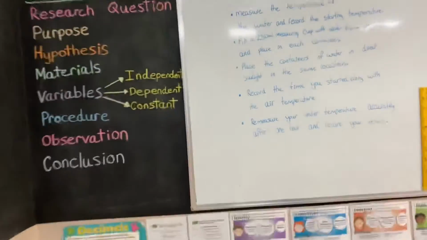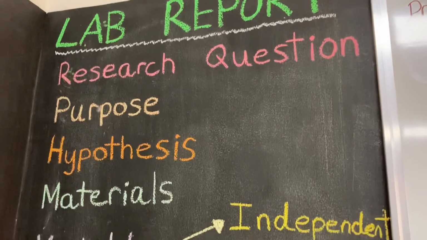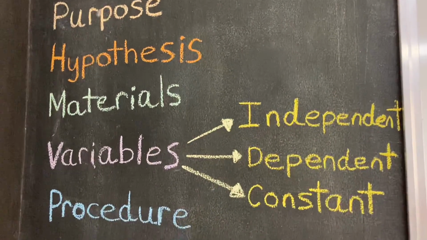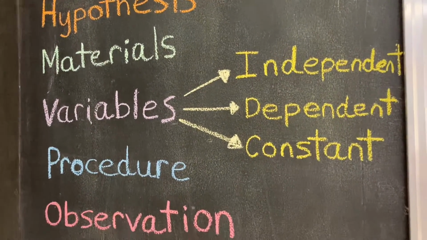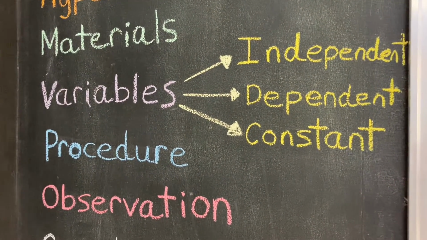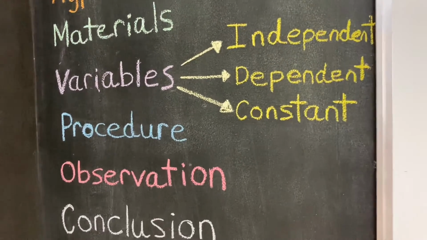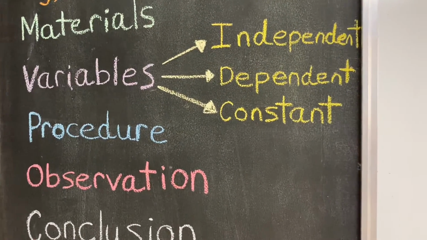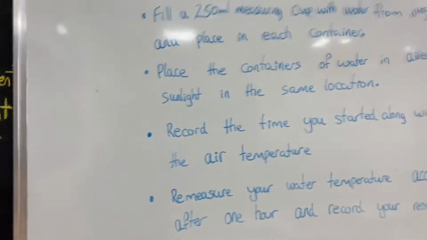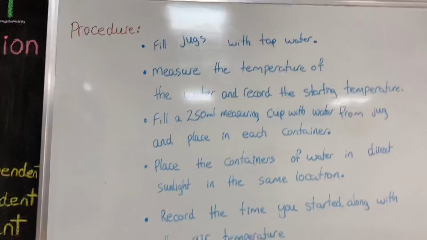And my procedure. Okay, so we've looked at these ones, remember? Research question, purpose, hypothesis, materials, variables. The independent, think of one change, the one thing that you'll change. I looks like a 1. Dependent is what you measure, and the constant, those are the things that stay the same. The procedure is the steps. So if you wrote this out, someone would be able to do exactly what you did.